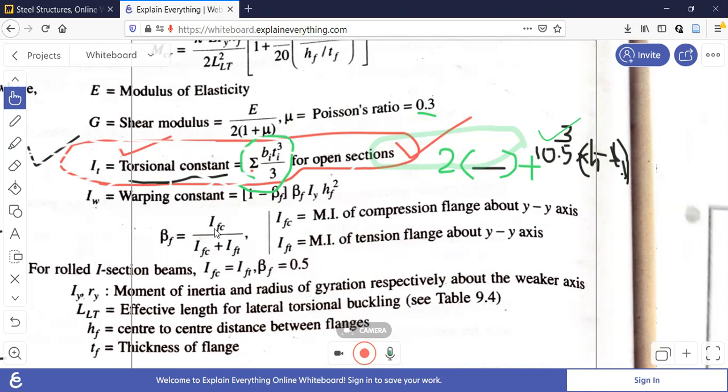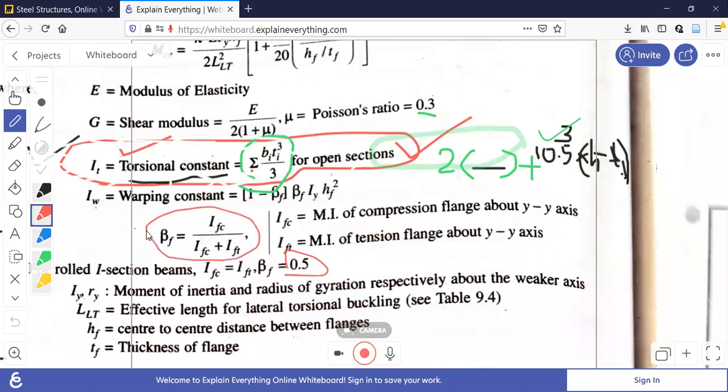So it is IFC by IFC plus once again IFC only. So 1 by 2 means 0.5. The answer here we are getting is 0.5. Are you getting this point? Beta f is 0.5 because MIF of compression flange and MIF of tension flange both are of same dimensions, both separated by equal distance from the neutral axis. So both values will be same, no need to even calculate them. Simply put beta f as 0.5.